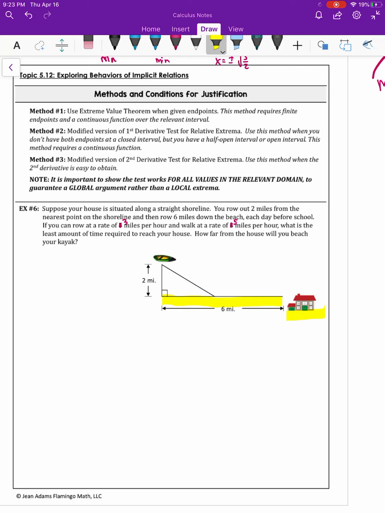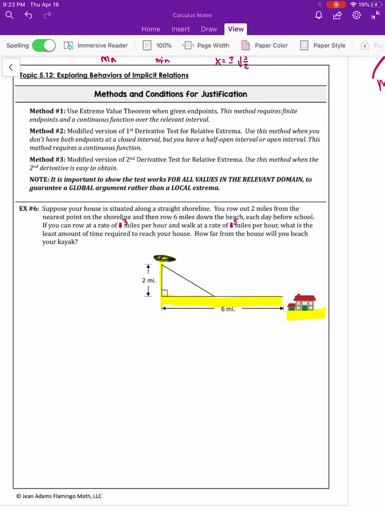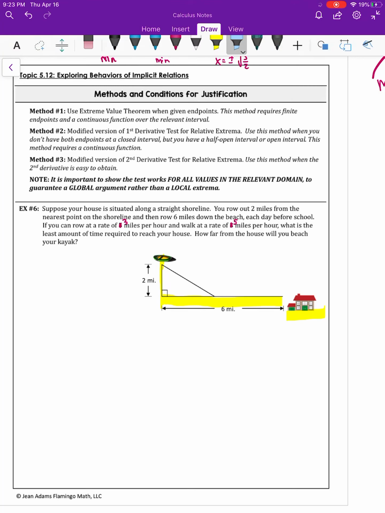And it says, suppose your house is situated on a straight shoreline. So here's your house right here on a straight shoreline. You can row out 2 miles from the nearest point on the shoreline, and then row 6 miles down the beach each day before school. So basically, you row out 2 miles here, right? And so this is kind of like your starting point.